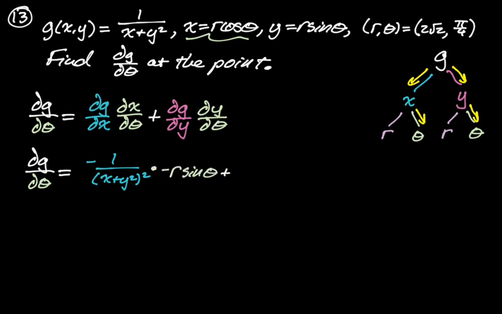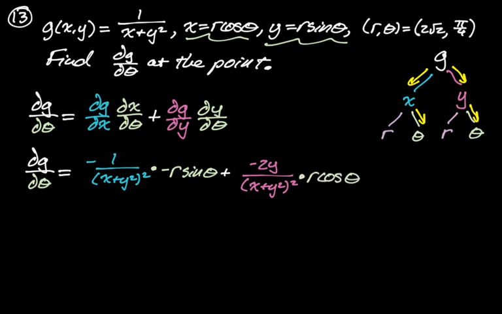Plus partial g partial y, so again it's x plus y squared to the negative first, is going to give you negative x plus y squared to the negative second times 2y. So I'm going to write that as negative 2y over x plus y squared squared. Then we need the derivative of y with respect to theta, which is going to be just r cosine theta.